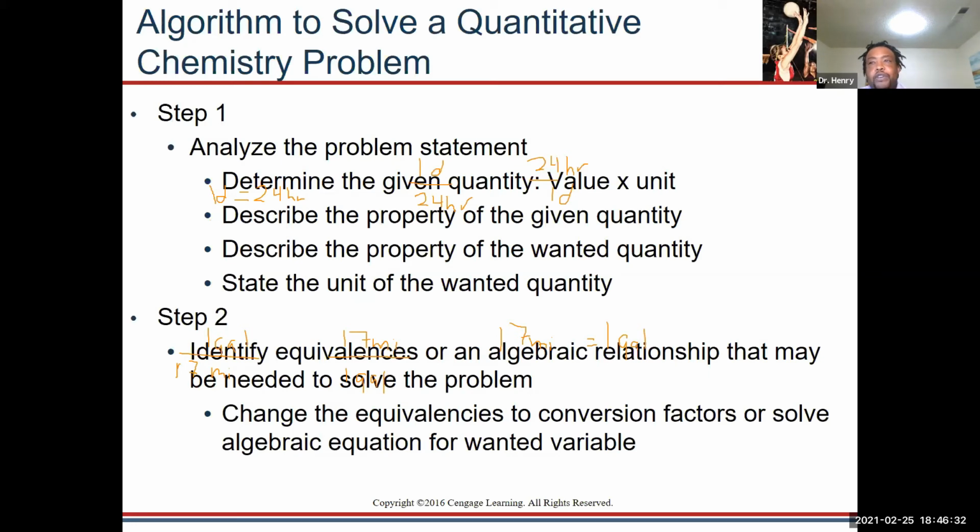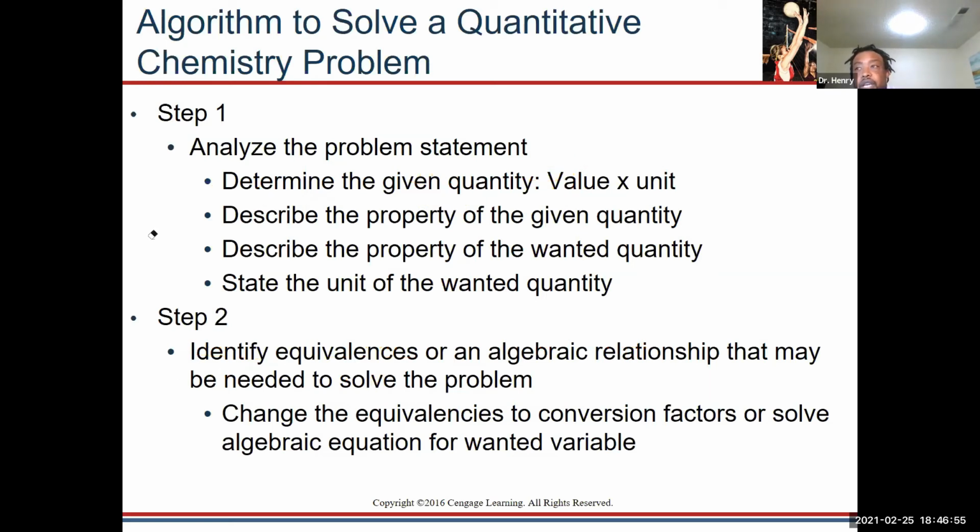So if some of you like things in steps and really organized, this will give you an algorithm for how to go about solving these problems. One of the best things to do is read the problem. That's the first thing that you want to do. You wouldn't believe how many people don't read the problem. They just assume they know what it says.